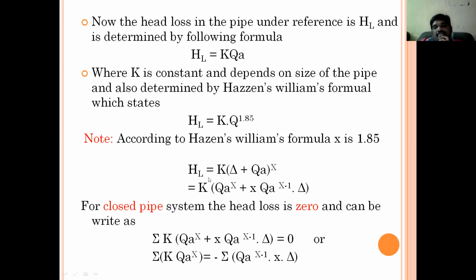That's it, nothing else. So for a closed pipe system, the head loss is 0 and can be written as sigma K. So for closed pipe, head loss is 0. So total is QA power X plus X QA power X minus 1 delta equal 0. Or we can write it simply, we are just taking off the equation from this, sigma K QA power X equal minus sigma K Q power X minus 1 into X into delta. Same, we are just taking this to this side, and the equation is like this.